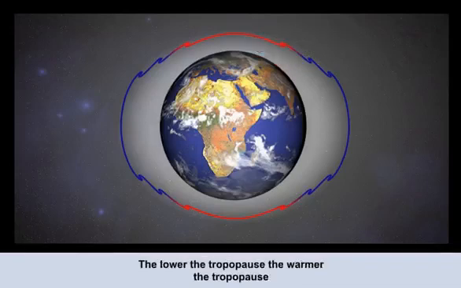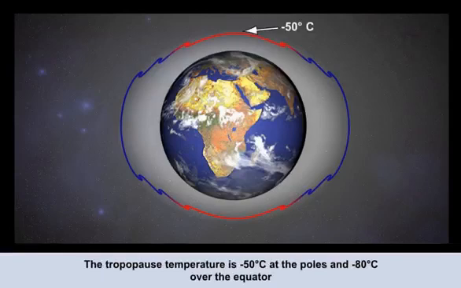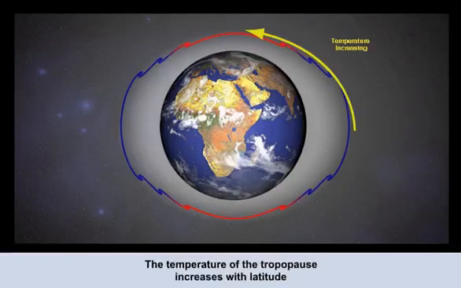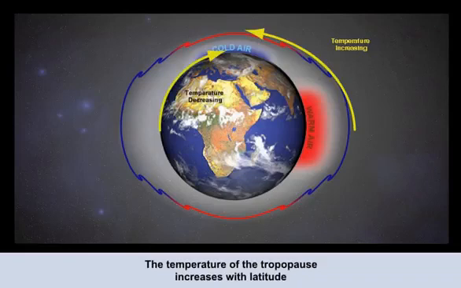If we know that temperature decreases with height, then it follows that the closer the tropopause is to the Earth, the warmer it will be. Over the poles, the tropopause temperature is about minus 50 degrees Celsius, and over the equator, it's minus 80 degrees Celsius. As we can see, at the tropopause, temperature increases with latitude. Of course, this is the opposite from what happens at the surface, where temperature decreases with latitude.